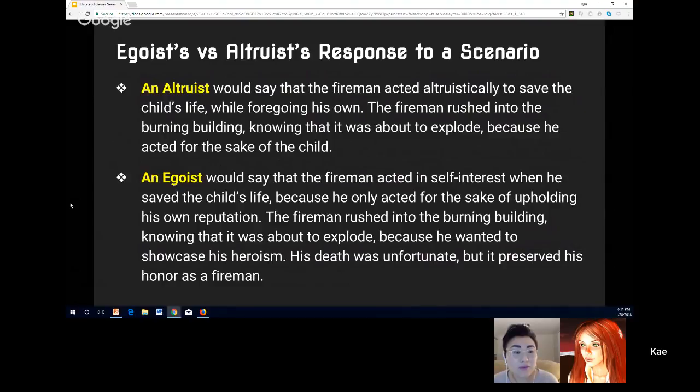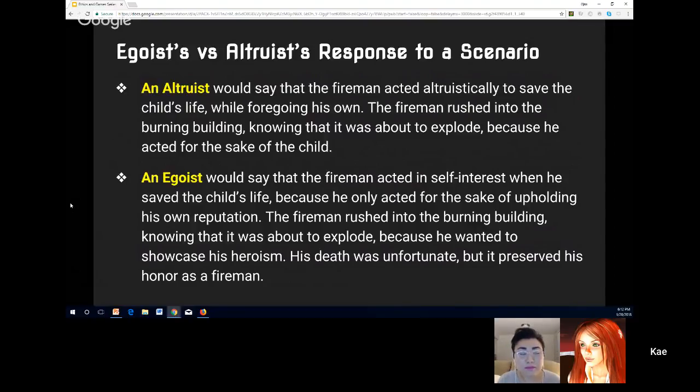An egoist versus altruist response to a scenario. An altruist would say that the fireman acted altruistically to save the child's life while foregoing his own. The fireman rushed into the burning building, knowing that it was about to explode, because he acted for the sake of the child. An egoist would say that the fireman acted in self-interest when he saved the child's life, because he only acted for the sake of upholding his own reputation.